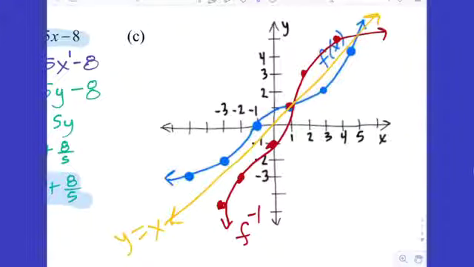Now, y equals negative x is also its own inverse. Y equals 1 over x is also its own inverse, but they don't preserve the identity. Y equals x is the identity function. So it's the identity function, and it's its own inverse, and that's why it's the magic mirror. Okay, sweet.